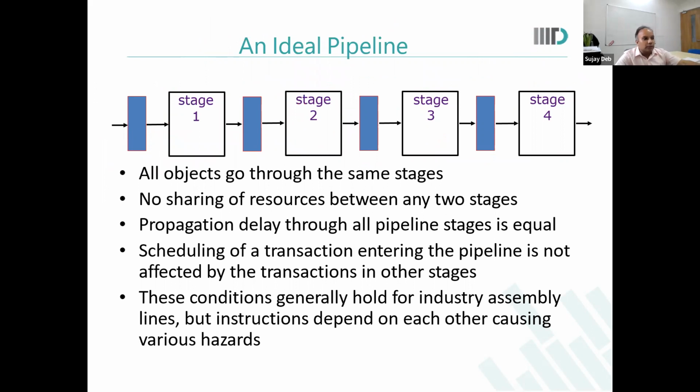Now, all these conditions which we have discussed so far generally hold true for industry assembly lines like a car assembly line, etc. But when we talk about instructions, our instructions are dependent. They are not independent. For example, in some instruction I'll be updating a variable, and then in the subsequent instruction I'll be using that variable. So that concept of completely independent stages is not fully applicable here. But we do want to use a pipeline. Why do we want to use a pipeline?